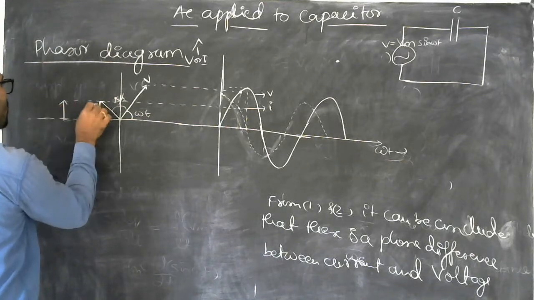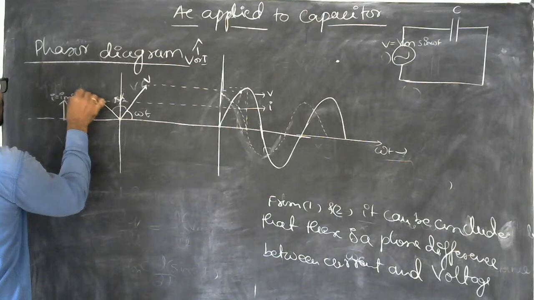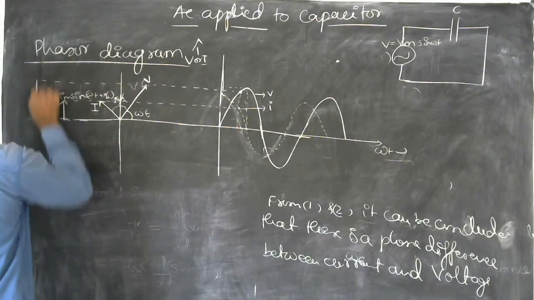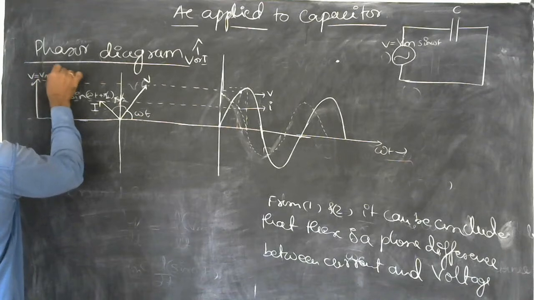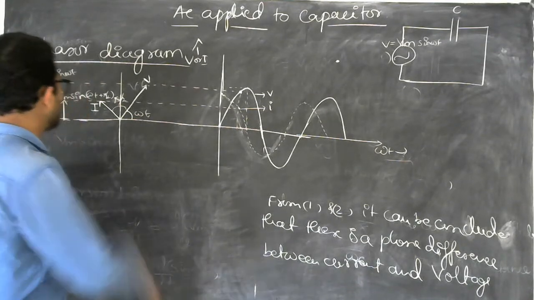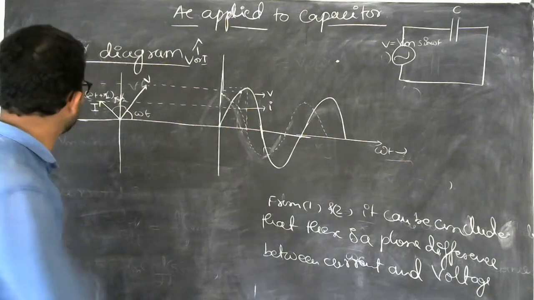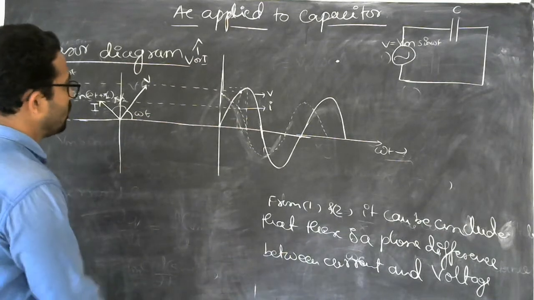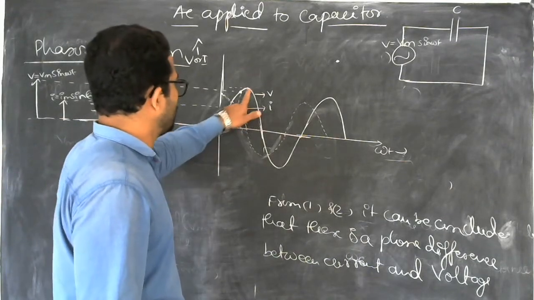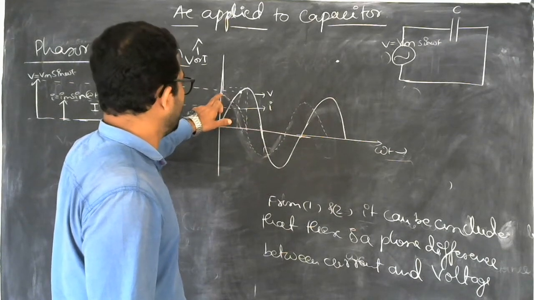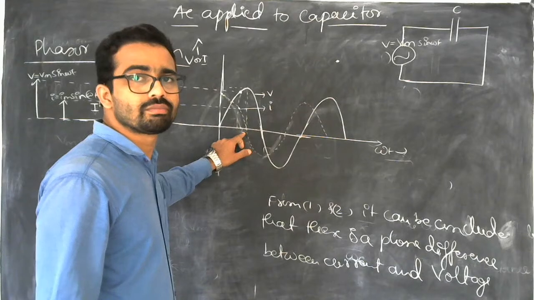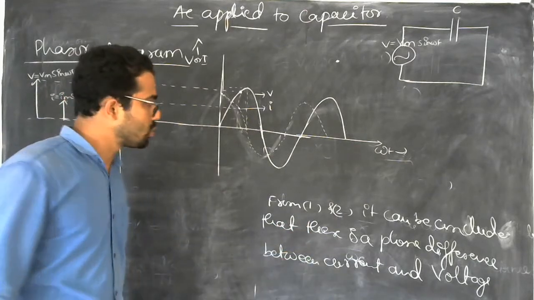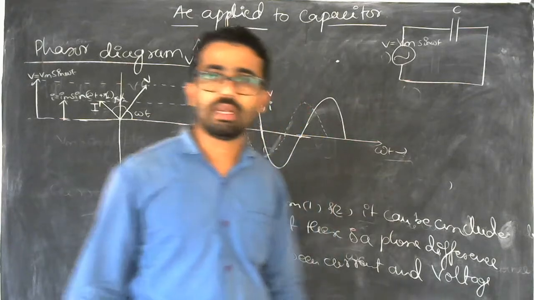And the magnitude of this, I is equal to Im sin of omega t plus pi by 2, V is equal to Vm sin omega t. That is the equation, the magnitude of V. V equals Vm sin omega t, I equals Im sin of omega t plus pi by 2. So this is the phasor relation between current and voltage. So when the voltage reaches the maximum value, the current reaches the minimum value. That is why there is a phase difference between current and voltage by an angle pi by 2. So this is about the phasor relation between current and voltage.